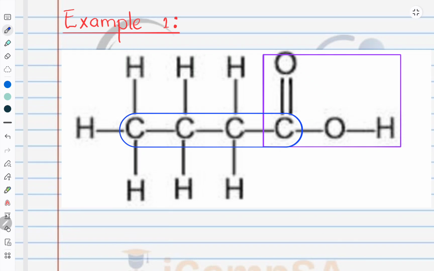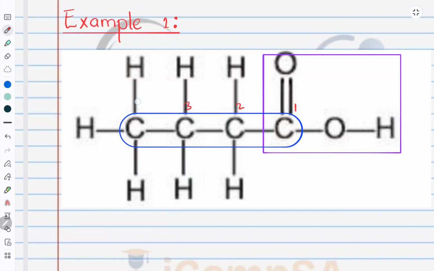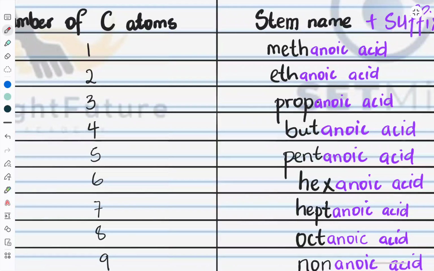So basically you do not exclude the carbon atom that is part of the carboxyl group. It has to be included. So when you are counting your carbon atoms, you include that one. In this case, we would have 1, 2, 3, 4, exactly 4 carbon atoms in the parent chain or main chain. As a result, that would have to be butanoic acid, if you remember from what we were doing here. So 4 is butanoic acid.